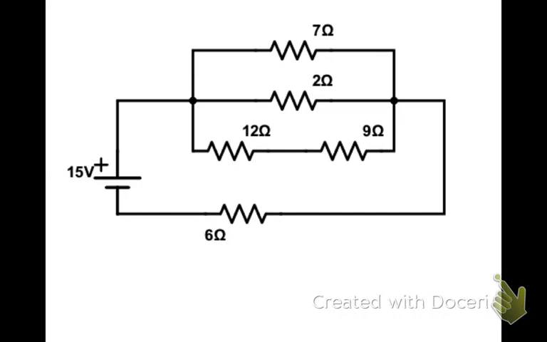In this case, we take the bottom two and add them together as a series. Then these three, add them in parallel, and then add them in series with the 6 ohm along the bottom. That's how you do it, right? Series, parallel, series. And then you just solve it and work backwards.